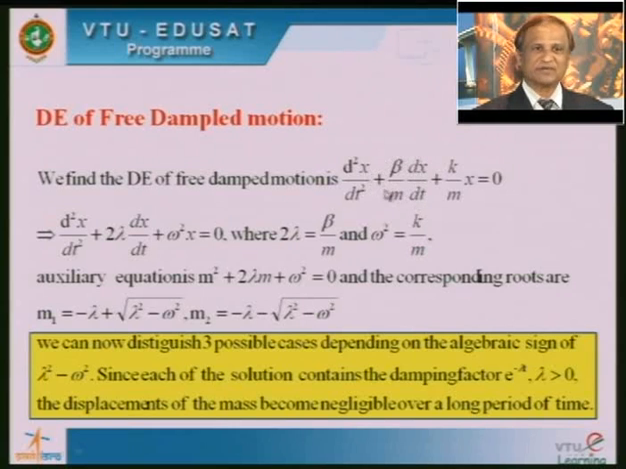Just now I told that we are going to introduce this term. For the purpose of simplification, I want to rewrite this equation in this form: d square x upon dt square plus 2 lambda into dx by dt plus omega square x is equal to 0. You may ask what 2 lambda means, where 2 lambda is equal to beta by m. I have called beta by m as 2 lambda. Omega square means k by m. Just now I mentioned we want to find the relationship between beta and k, or we can say the relationship between 2 lambda and omega square.